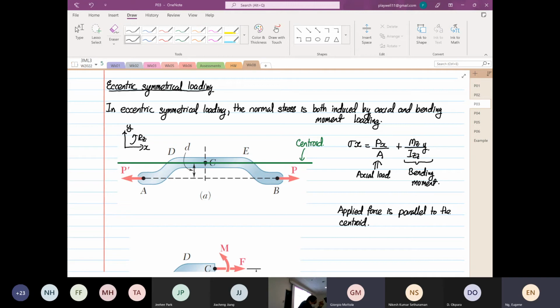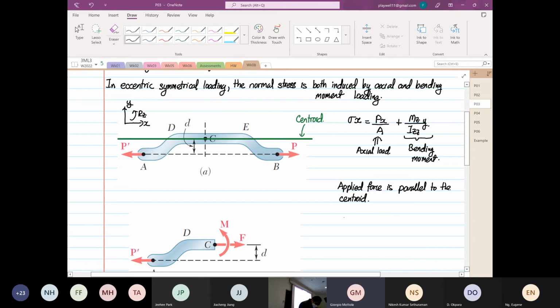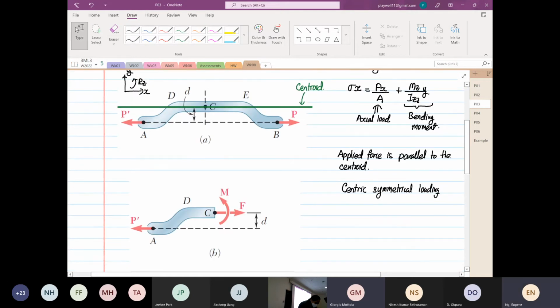Let's look at the difference between eccentric and centric. Previously, when we do centric loading, okay, centric symmetrical loading, right? So I'm going to draw this out, okay? So transformation is still the same. I want you to see the difference. X and Y rotation about Z, right? We used to have this, right?